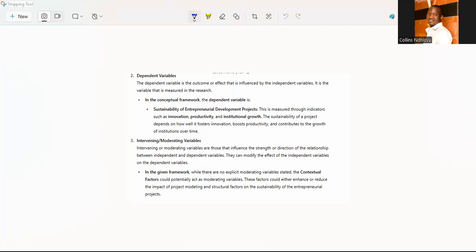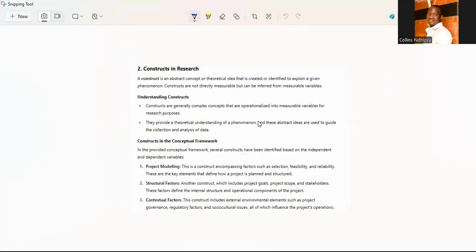And when you're dealing with constructs in the research, the concept of a theoretical idea, that is what we call a construct, the concept that needs to be explained. So constructs cannot directly be measurable, but they can be inferred from the measurable variables. So understanding constructs, basically these are generally complex concepts that operationalize the measurable variables in research. So they'll give you a theoretical grounding of a phenomenon. They give you an idea that will guide you in data collection. So these are called constructs.